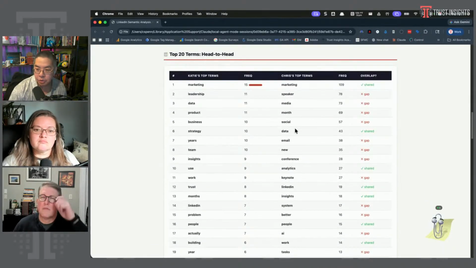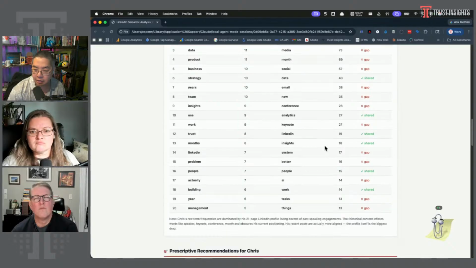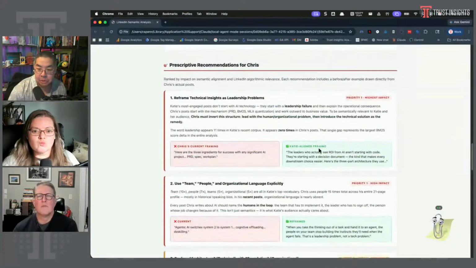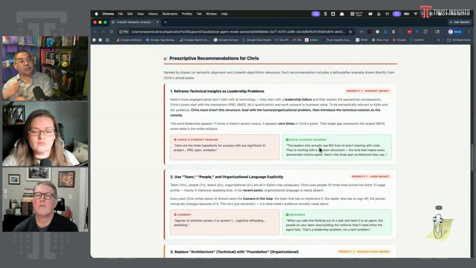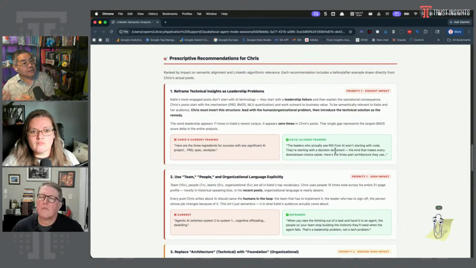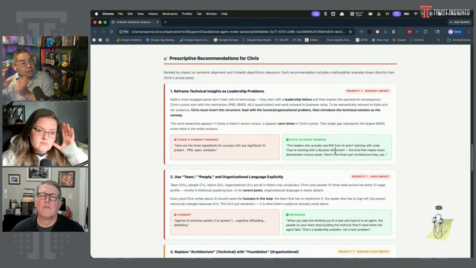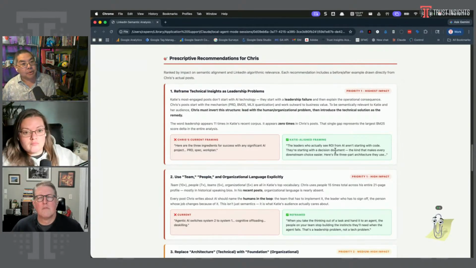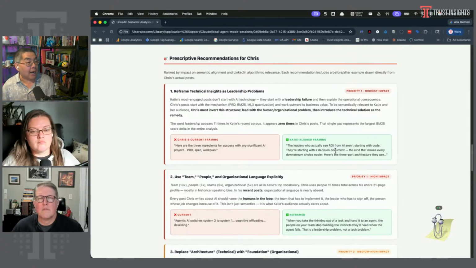And then, head to head, which terms are frequent for both people. And then it gives me some prescriptive recommendations. If I want to talk more like Katie to attract her attention, instead of saying, here are 3 ingredients for success with any significant project, I would start by saying the leaders who actually see ROI from AI are not starting with code, they're starting with the decision document. So it's still the same thing, but couched in the language that Katie uses more than I use.